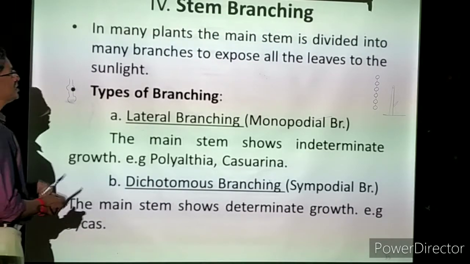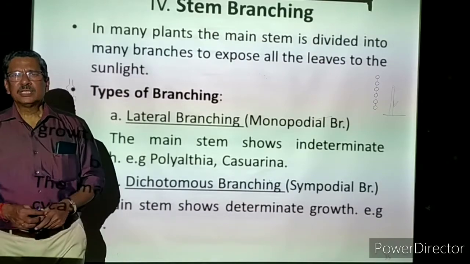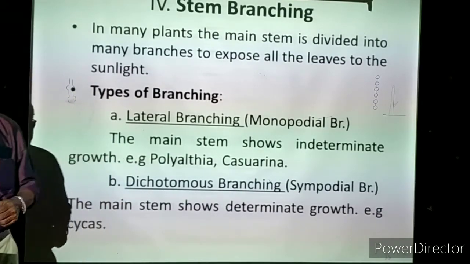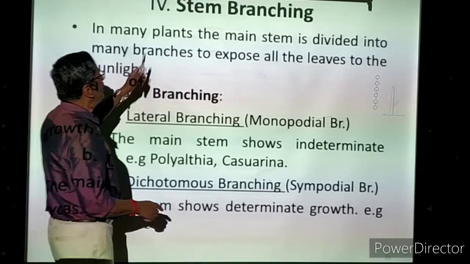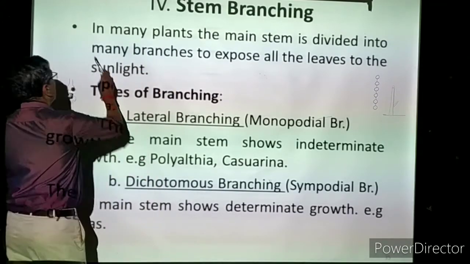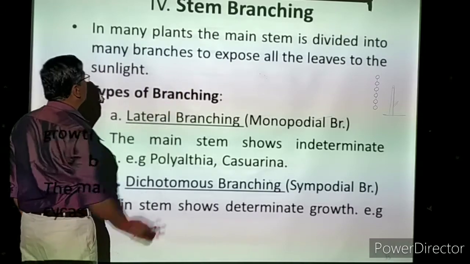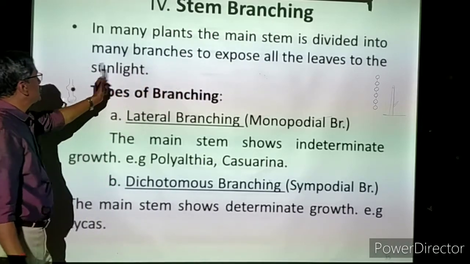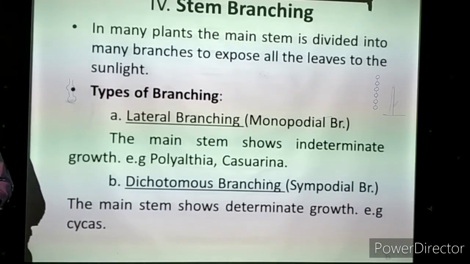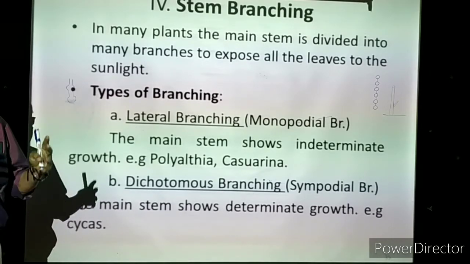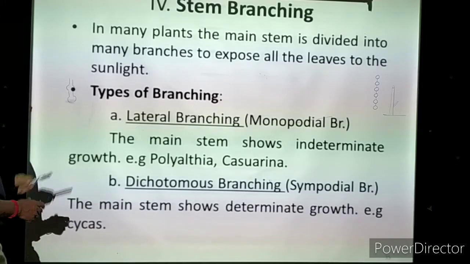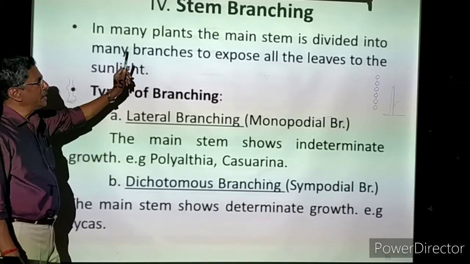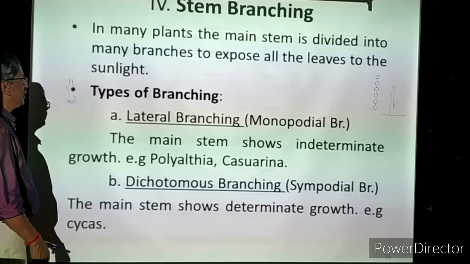Now we are coming to the branching of the stem. Rarely, in some plants, the stem is not branched. But in most plants, branches will be there. What are the different types of branching? We have to see. In many plants, the main stem is divided into many branches to expose all the leaves to the sunlight. The purpose of branching is bearing the leaves and exposing all the leaves to the sunlight, so that all the leaves will get maximum sunlight and can prepare maximum food material.